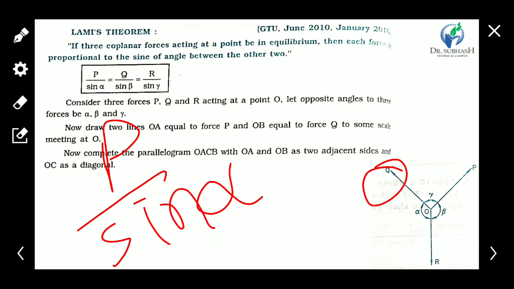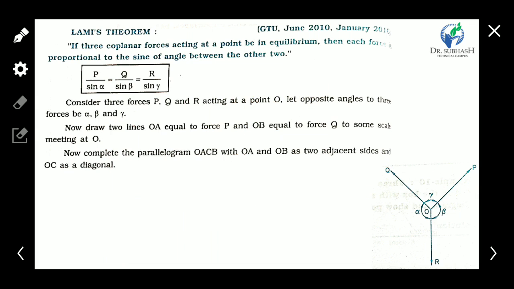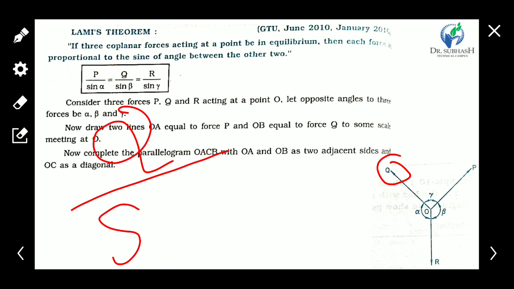Similarly, consider the Q force. Q is proportional to the sine of angle beta, meaning the angle between P and R. So Q is proportional to the sine of the angle between the two other forces.